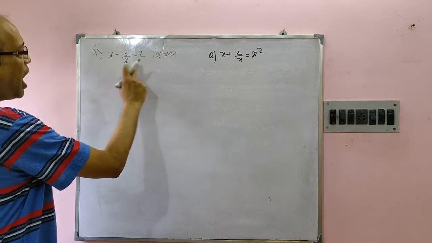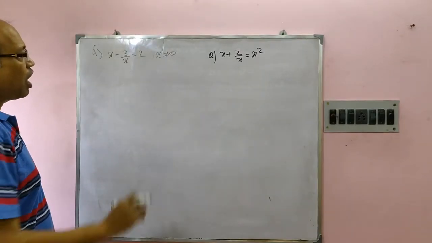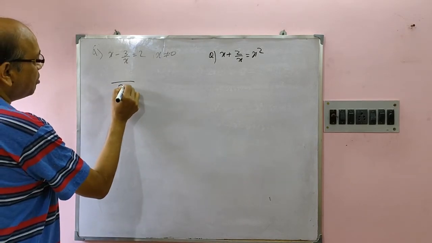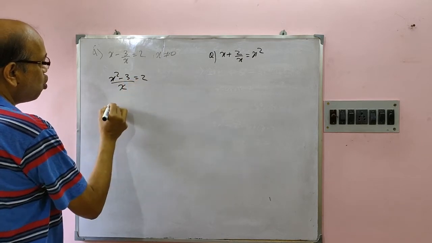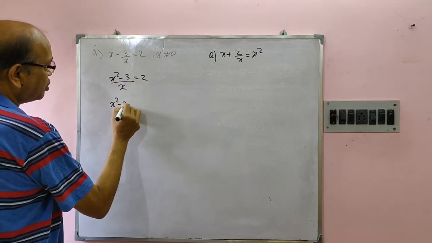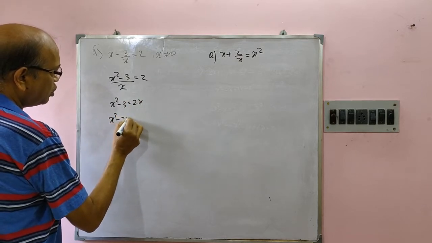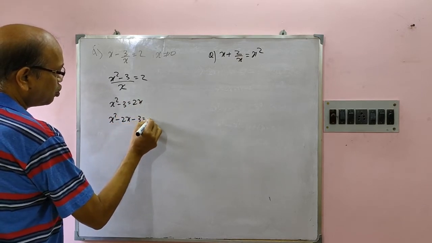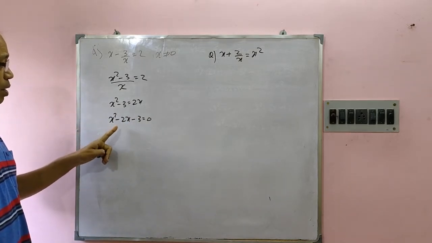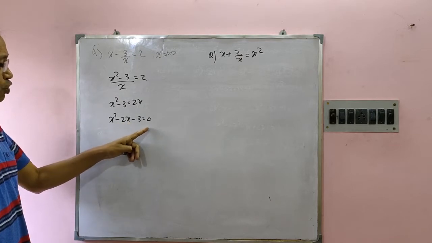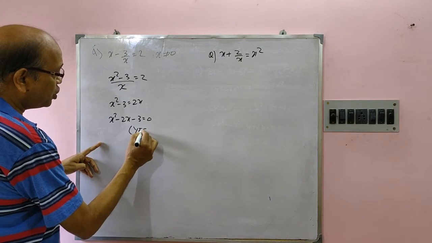Again. Are these two equations quadratic or not? How do we find out? We take out the LCM. This is x squared minus 3 is equals to 2, or x squared minus 3 is equals to 2x, or x squared minus 2x minus 3 is equals to 0. Now I see this is of the form ax squared plus bx plus c equals to 0. Yes, so this is a quadratic equation.